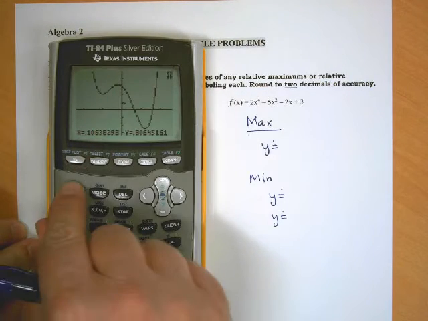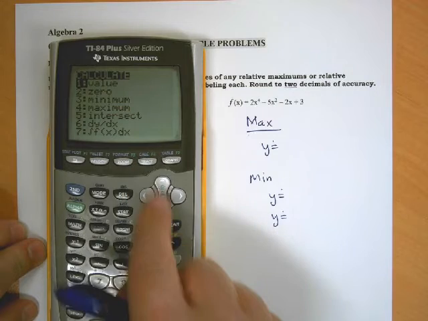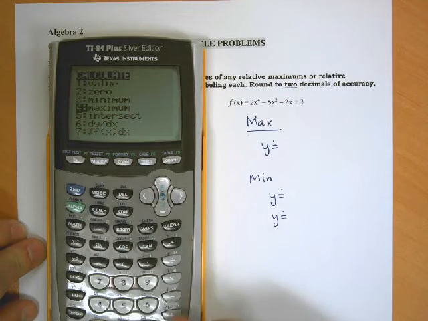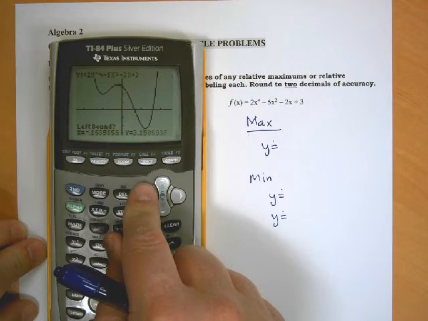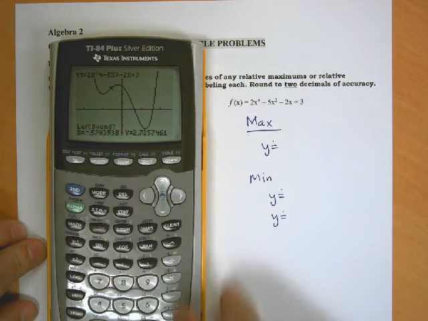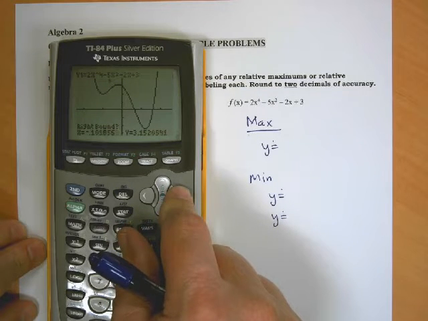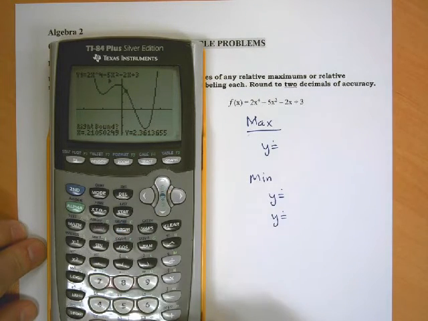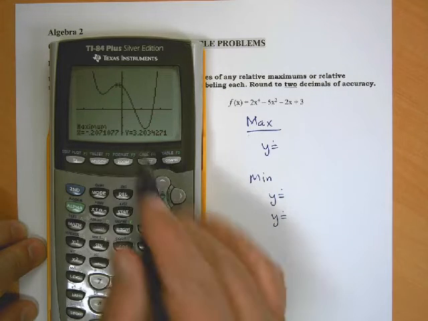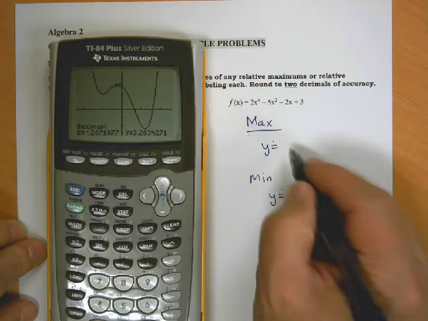Second, calculate, it's above the trace key, max, and you want to move your cursor to the left side when it says left bound. Left side of the hill, now the right side of the hill. Once you've hit enter and it's asking for the right bound, hit enter twice and it should find that highest point, 3.20.